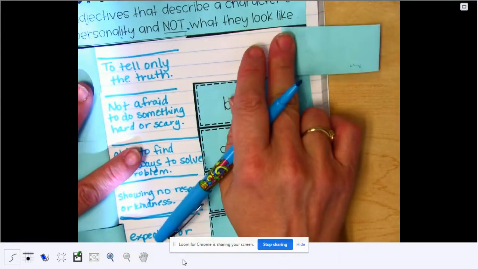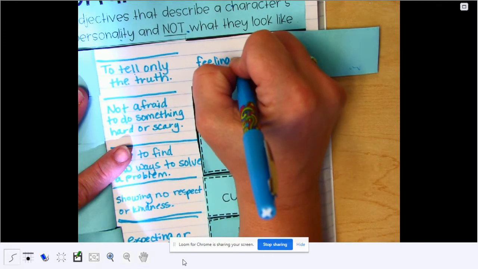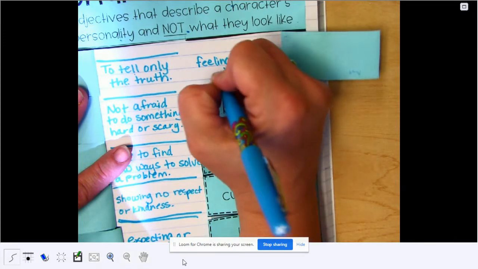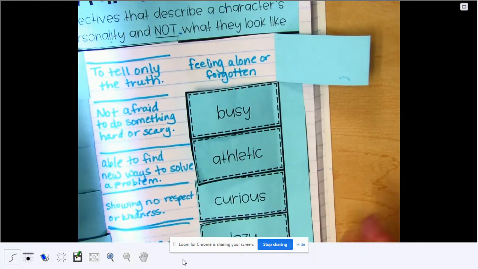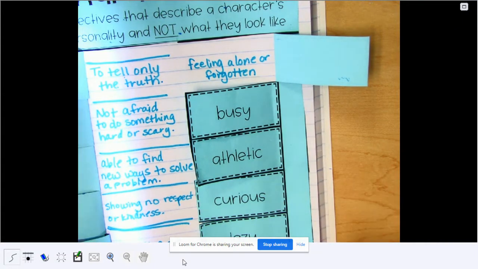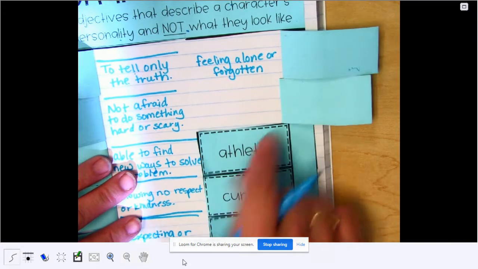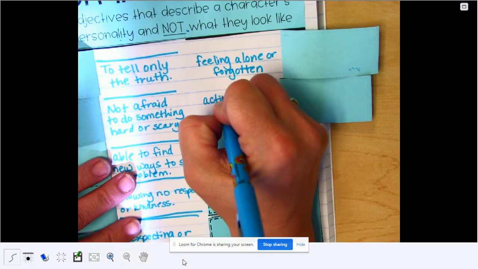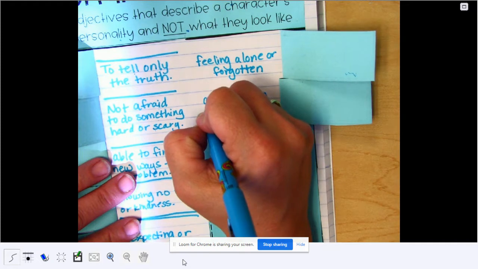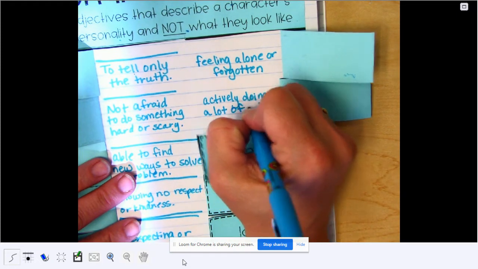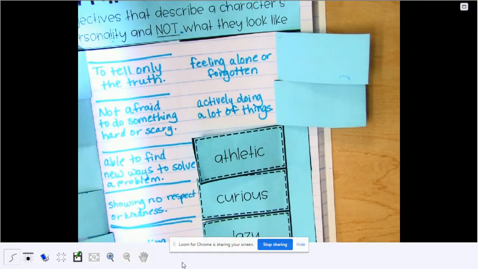Lonely. Okay, that is feeling alone or forgotten. You might be lonely if you feel alone or you feel like you've been forgotten. That's a lonely feeling. Busy. Busy means actively doing a lot of things. That means you're busy. If you're actively doing a lot of things, you're busy.